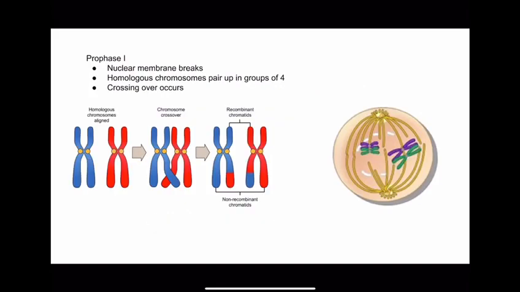On to prophase 1. The first stage of meiosis 1 is prophase 1. During this stage, the nuclear membrane, which envelops the chromosomes, breaks down, and the homologous chromosomes are now free to move around, and they pair up to form tetrads. This is also the stage where crossing over occurs, where sections of homologous chromosomes exchange genetic material, and this exchange increases genetic diversity in the daughter cells.